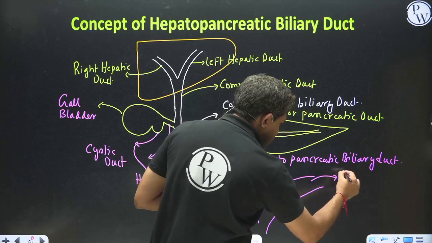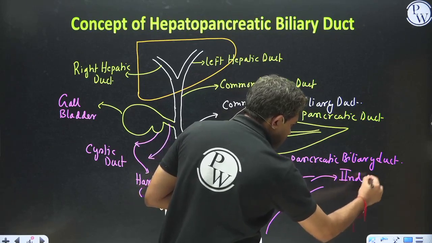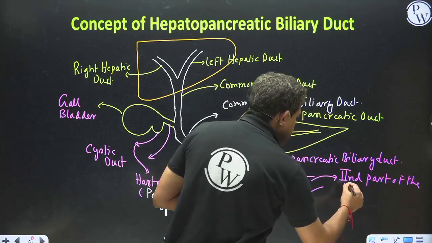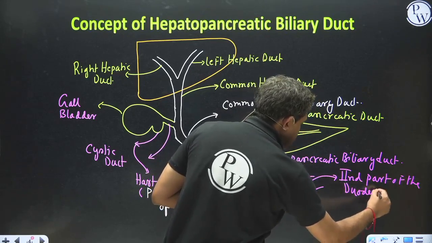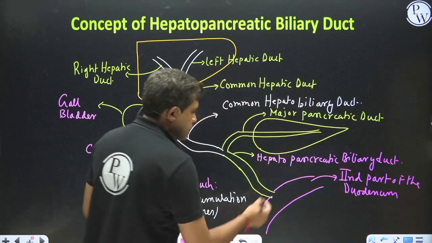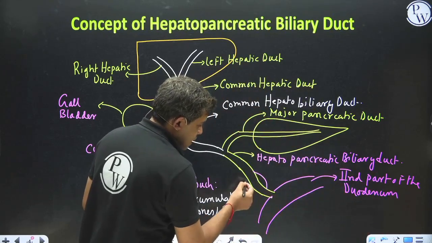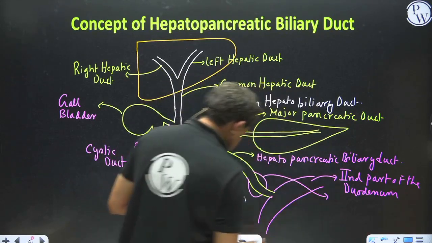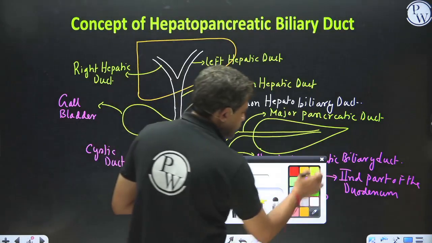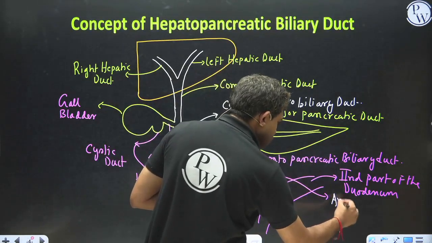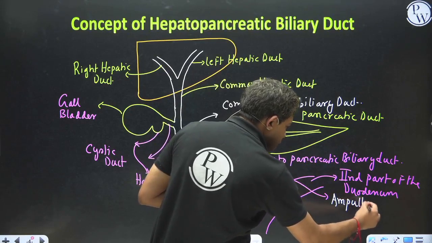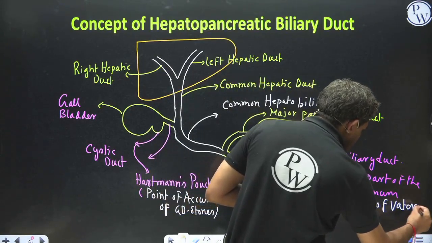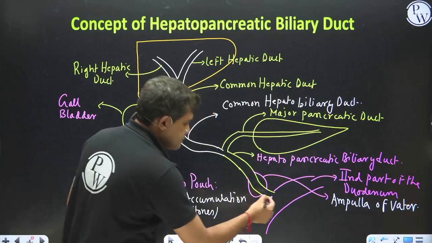Say this one is the second part of the duodenum. But you have to mention that there is a swelling before that. Say this one is a swelling. This swelling is termed the ampulla ovata, the ampulla of Vater. There is a swelling, and there is a sphincter.